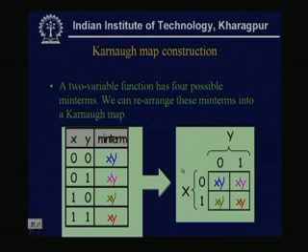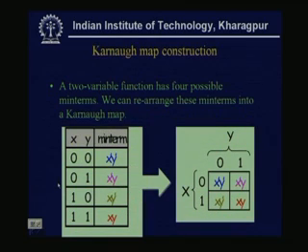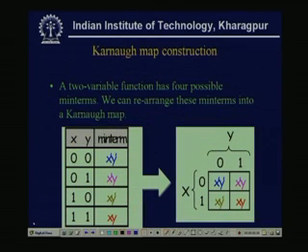Now, we are calling this my Karnaugh map. This is nothing but the rearranging of the truth table, just to keep the min terms where the function becomes 1. Now, we can also write it in this way.